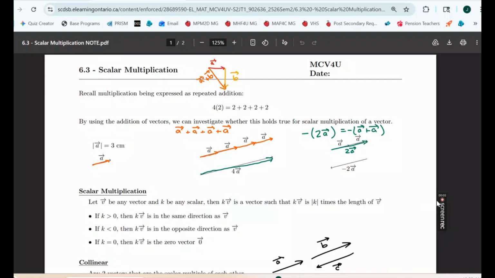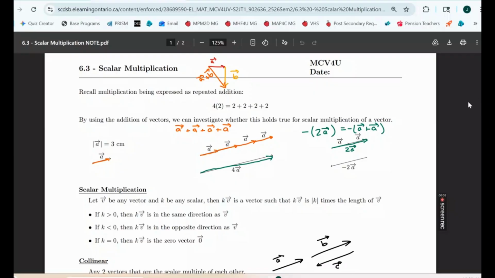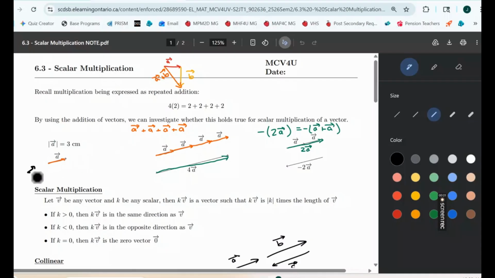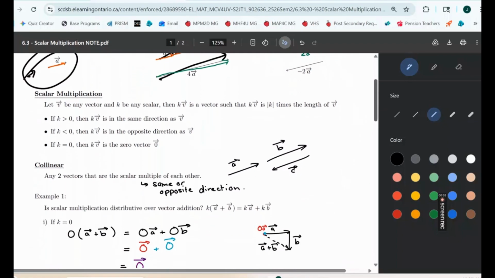All right, 6.3, scalar multiplication. In a nutshell, what we're doing here is finding multiples of a vector. For example, if I had a vector A right here, and I wanted multiples of it, vector A, vector A, vector A, and I have four of them, that'll give me 4 times vector A. Simple as that.